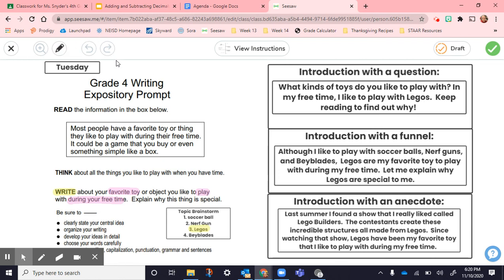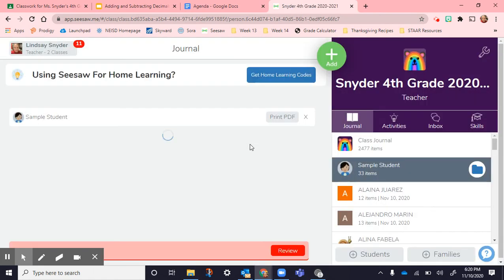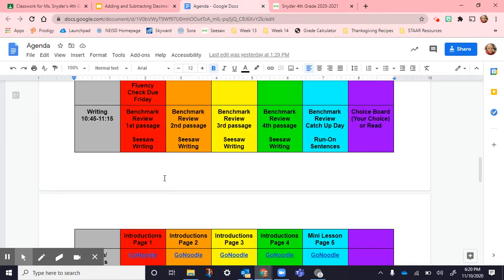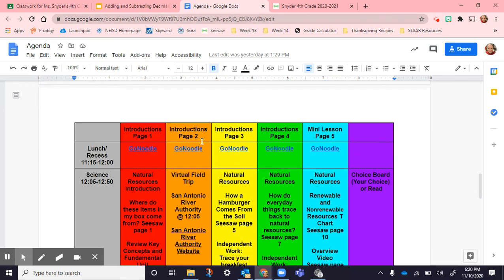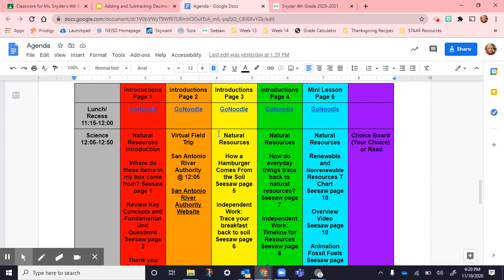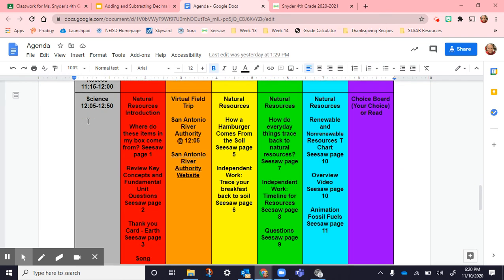All right, so we worked on that page. We talked a lot about what is in the introduction. We shared as well, so that took up a lot of time. So we didn't get to that benchmark review, but we will get there. So we drafted that. Then we went to lunch and recess. All right, for science today, we had our field trip. So we had someone come and visit us from the San Antonio River Authority. Here's the website. They have things on their website too if you'd like to check out.